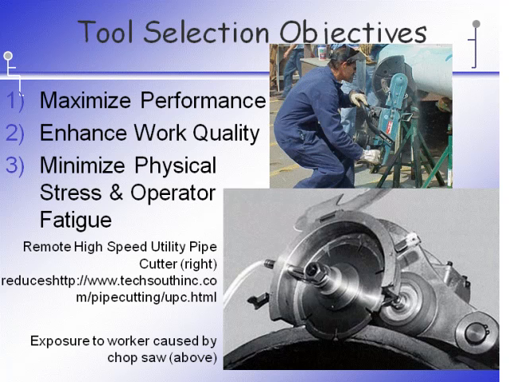So in selecting our hand tools, typically the main objectives are to maximize performance of the tool and the worker, to enhance work quality so that the part that we're cutting into or refinishing is of the highest quality, and that quality is repeatable across different workers, as well as to minimize physical stress or fatigue on the operator.